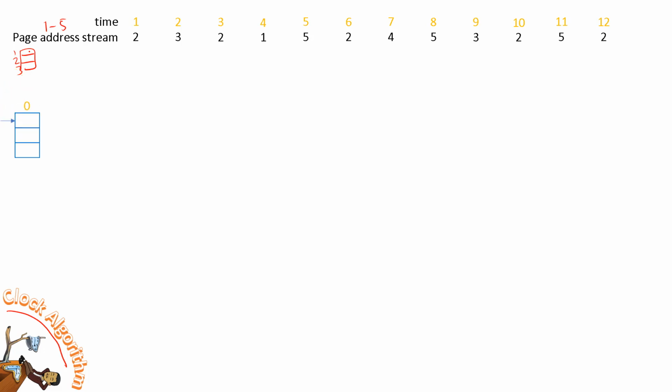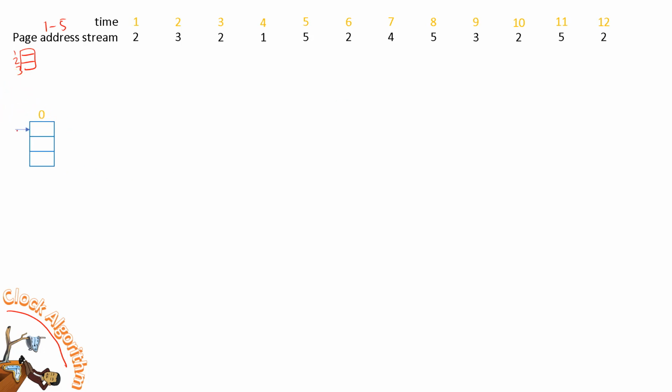Okay, so let's say we have a time scale like this, 1 until 12, and then we have a page address stream: 2 3 2 1 5 2, and so the address stream is from 1 to 5. But the available memory slots are only 1 to 3. So obviously you can see here we need a page replacement, because 1 to 5 is bigger than the available memory. Okay, so let's start with what the clock algorithm is.